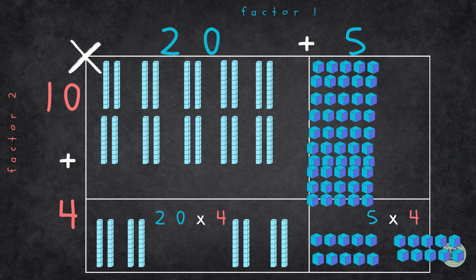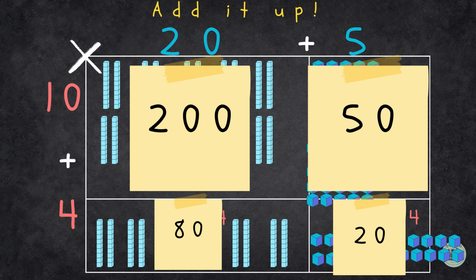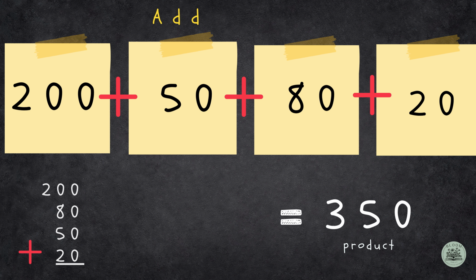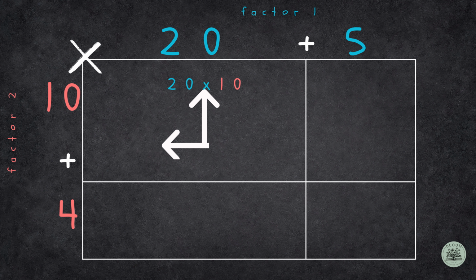You might have just multiplied to get to these answers, so if you didn't use the base 10 blocks, that's okay. But the next step is to add up all of the partial products to find the total or the final product. 200 plus 50 plus 80 plus 20 equals 350. And that's my final answer.